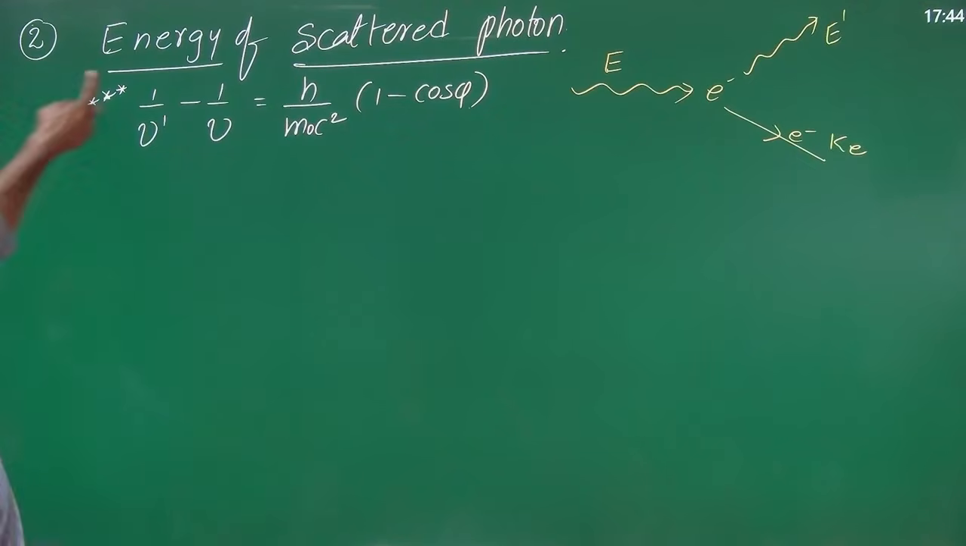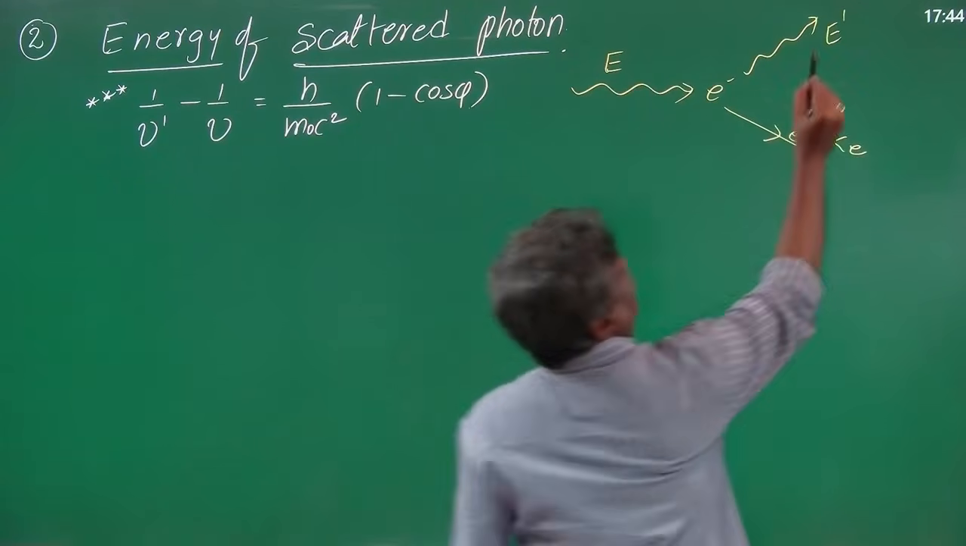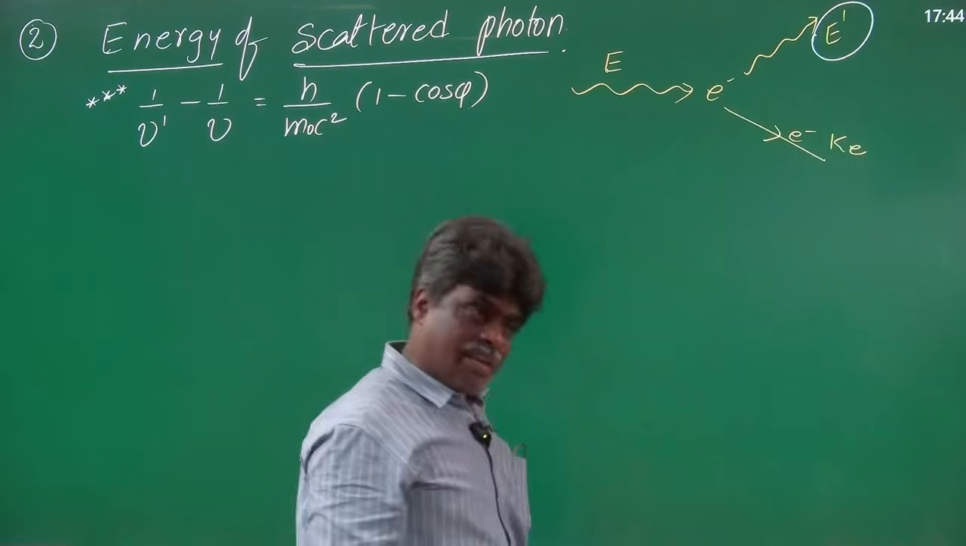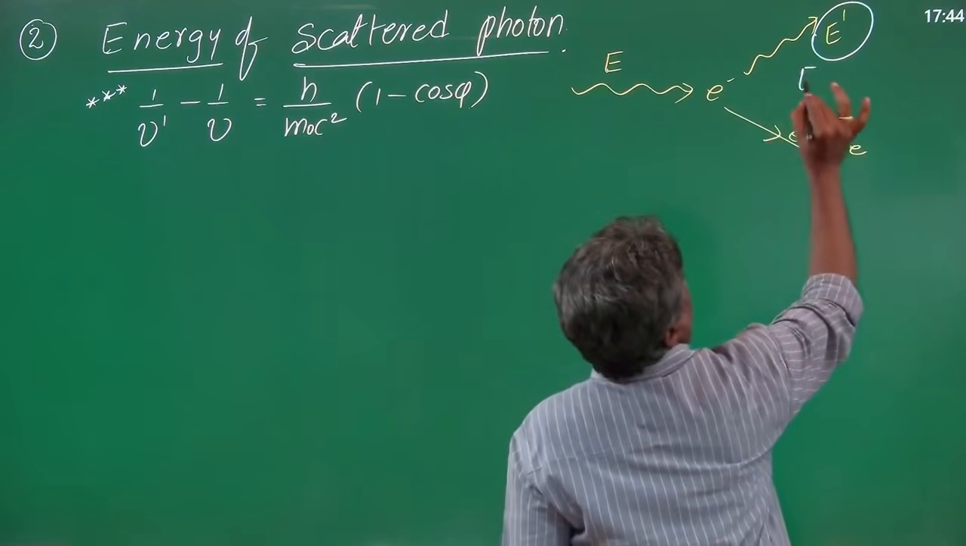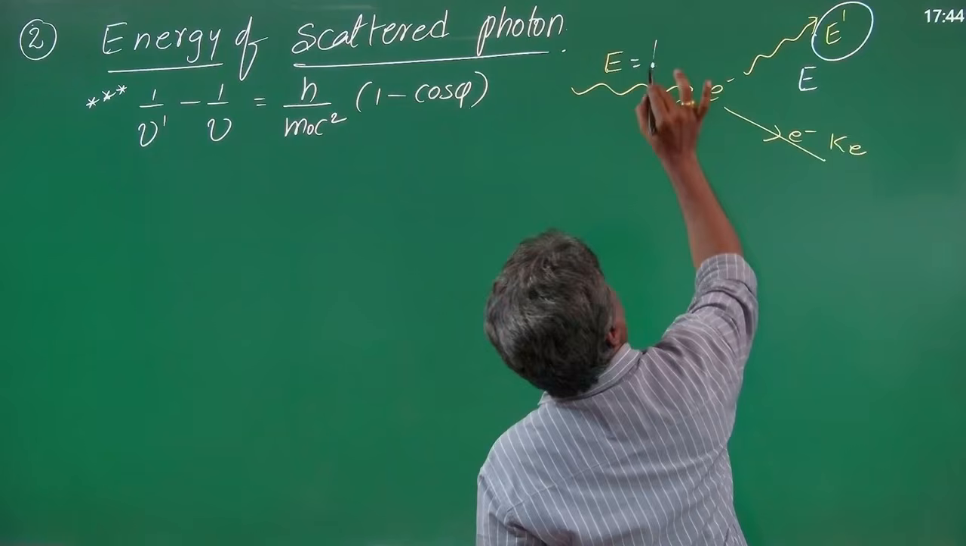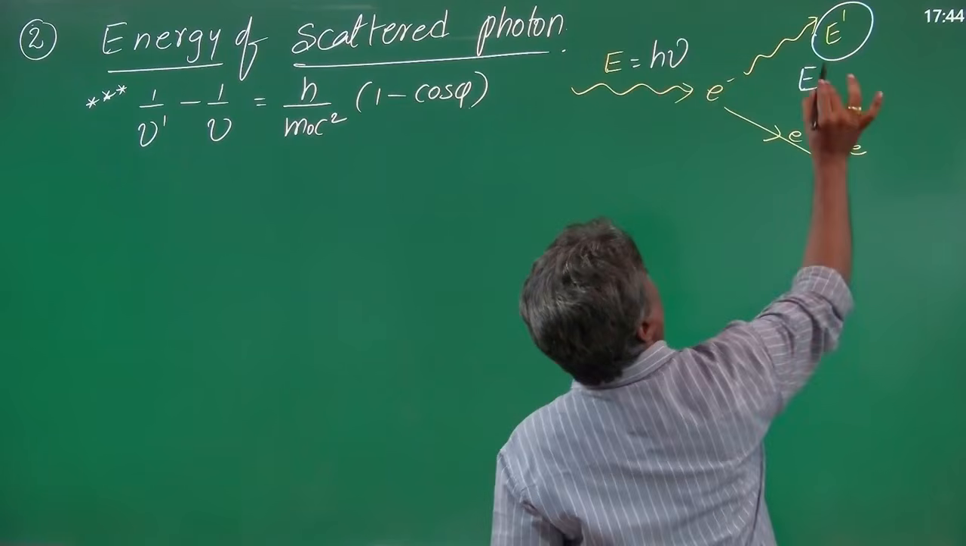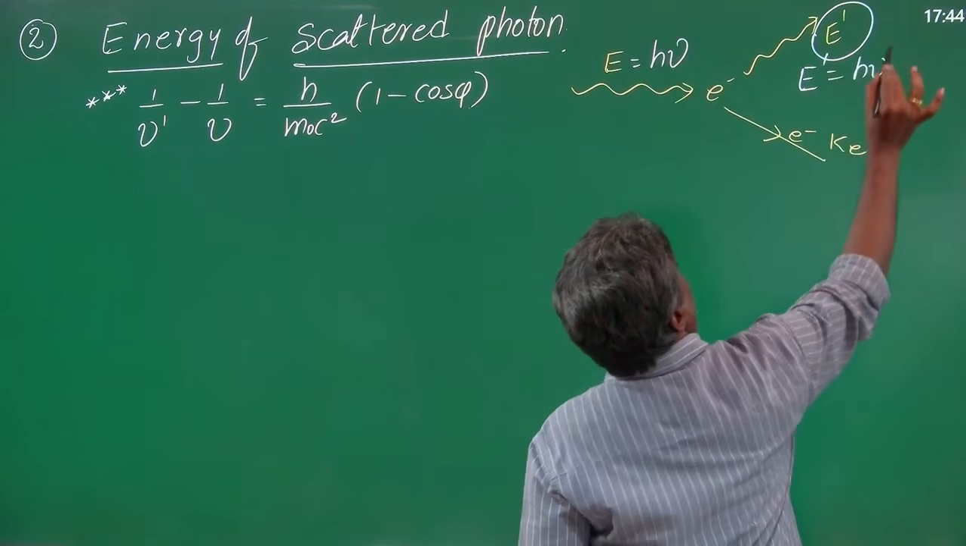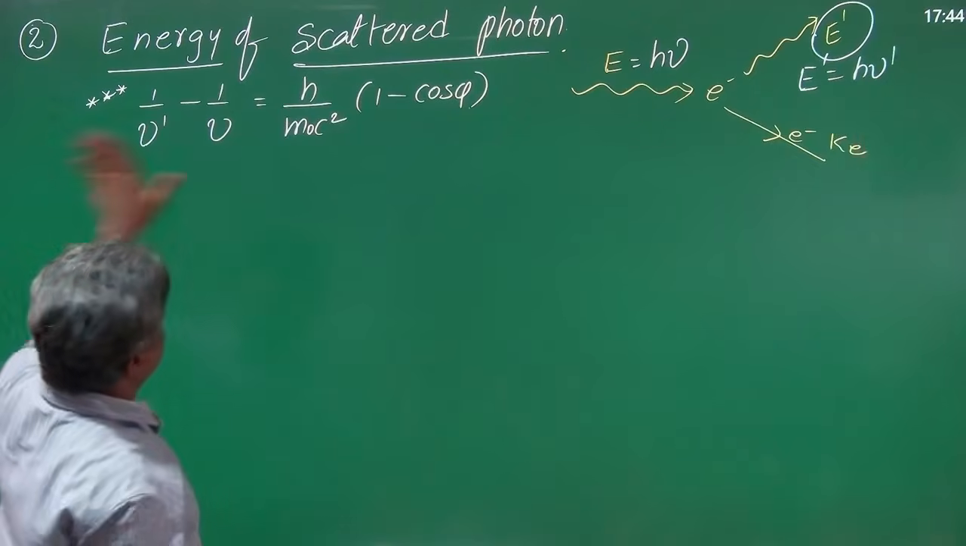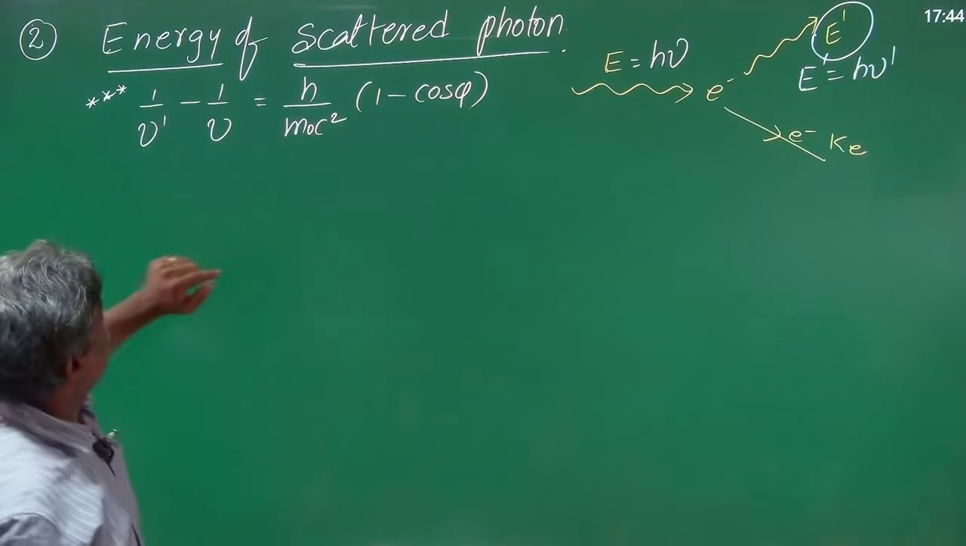What are they asking? Energy of scattered photon means what? E prime. What exactly is E? E is h nu. What is E prime? E prime is h nu prime. So this is the relation you know. From this, what do you have to find?